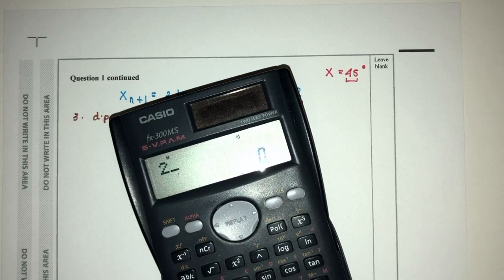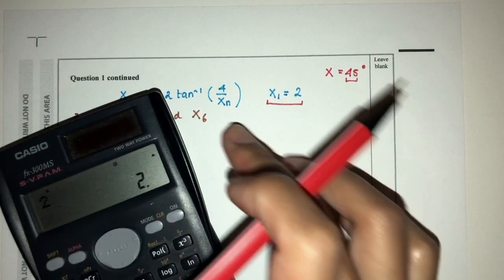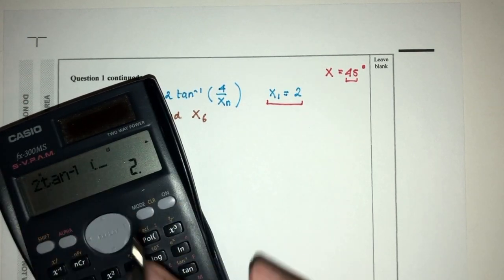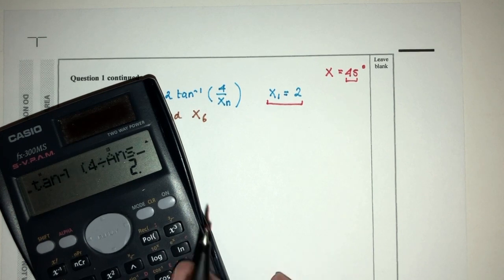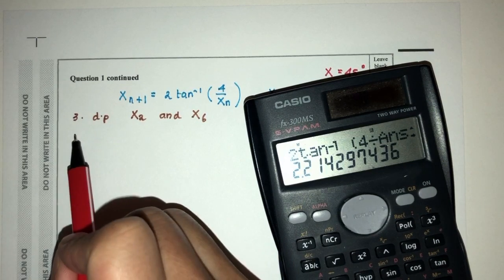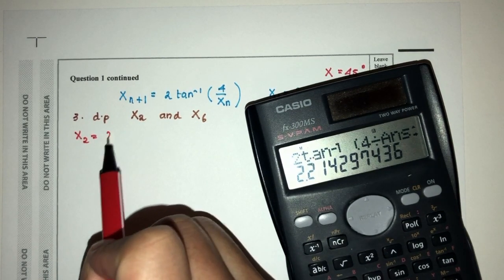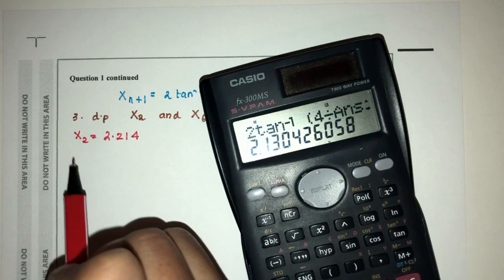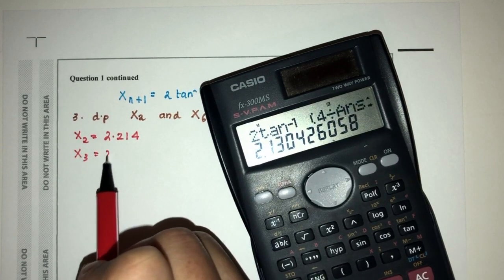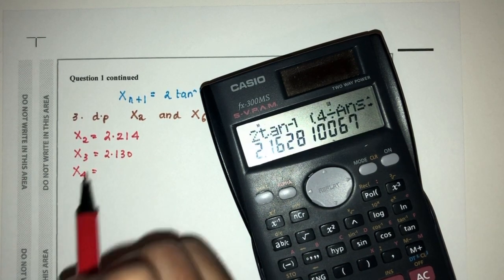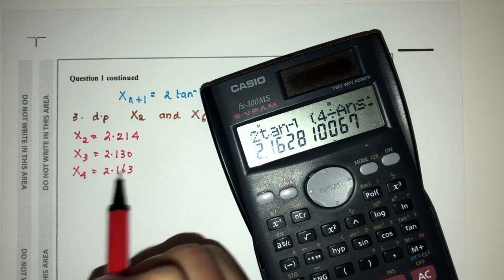So first, 2 is the first value. That will be the first answer. Now we'll plug in the value here. So we have 2 tan inverse of 4 divided by the answer. That will be my second value, sorry. So x2 will have to be 2.214 to 3 decimal places. Now x3 is 2.130, x4 is 2.163.